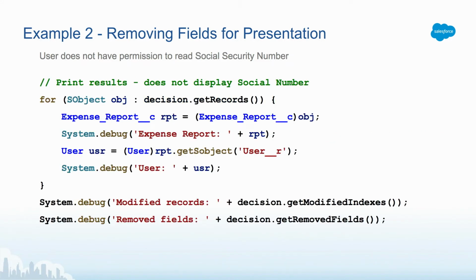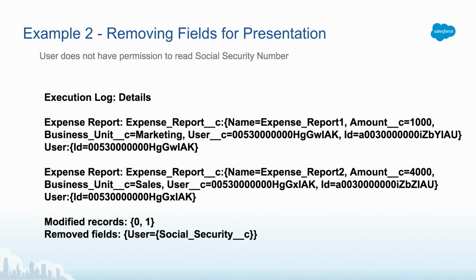So we do the same type of thing, debug our expense report objects and the related user object, and then debug our modified indexes and remove fields. And here we go. A little bit more data, but you'll notice in our case, every user had a social security number, and in the manager use case, it was stripped from everybody.